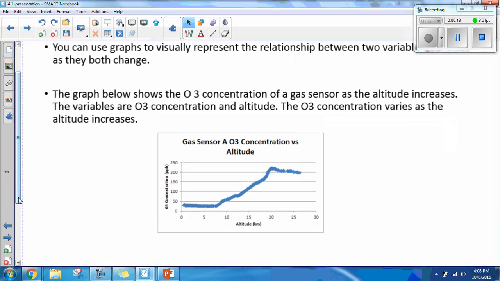The graph below shows the trioxygen concentration of a gas sensor as the altitude increases. The variables are trioxygen concentration and altitude. The trioxygen concentration varies as the altitude increases.